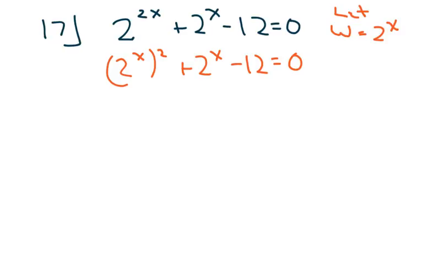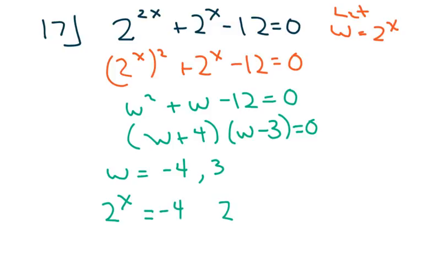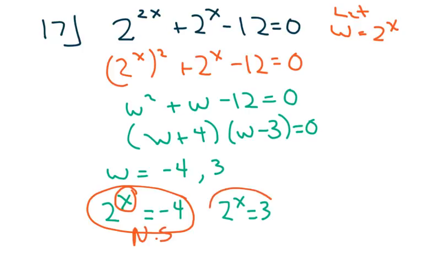So when you do that, we have w squared plus w minus 12 equals 0. I'm going to factor this as w plus 4, w minus 3. We get w equals negative 4 and 3. So we have 2 to the x equals negative 4 and 2 to the x equals 3. This is impossible here to find an x, so this is no solution here, but we can work with that one.